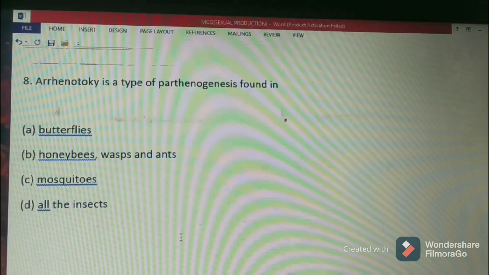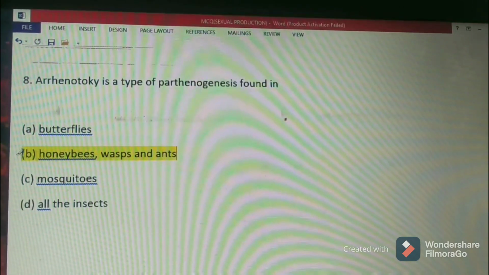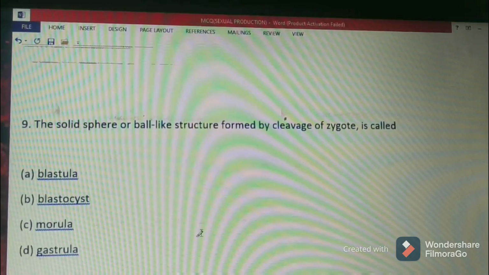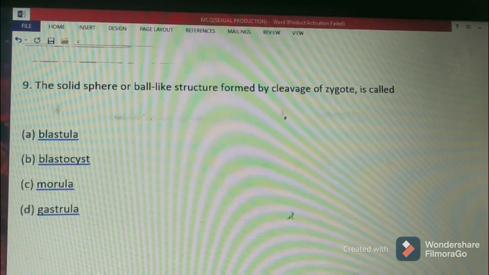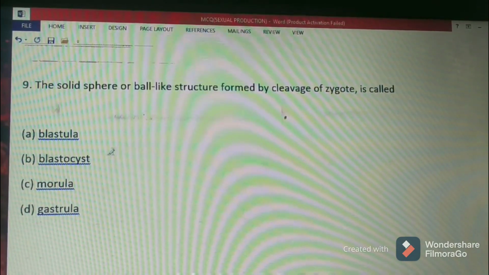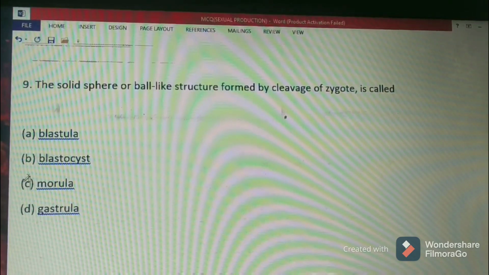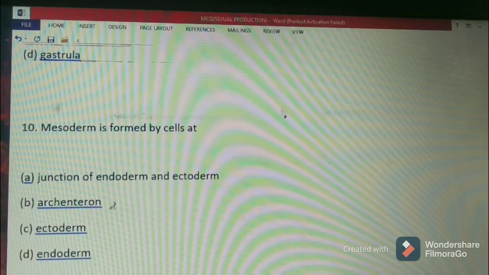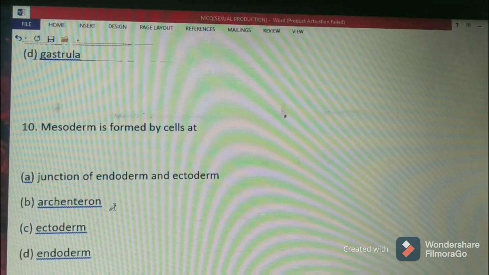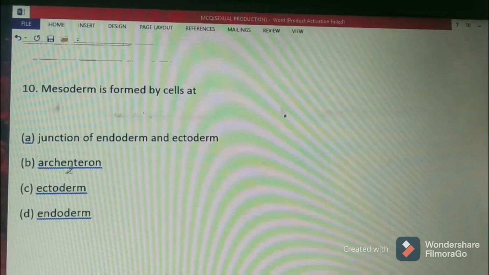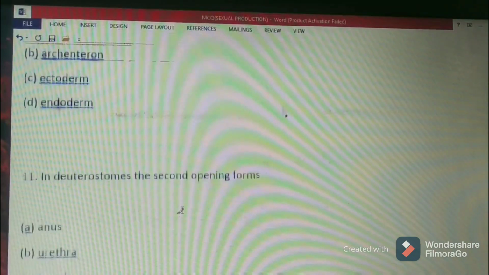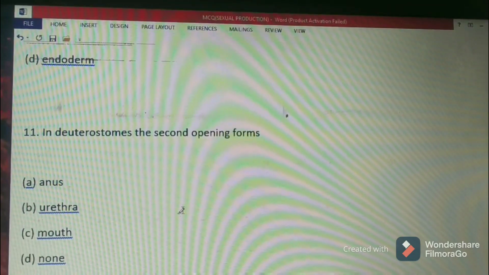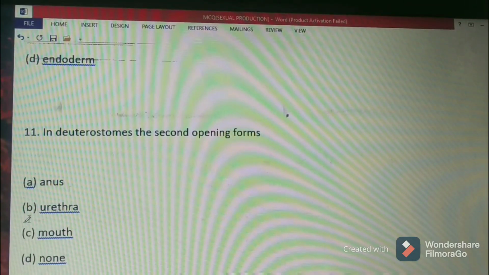Arrhenotoky is a type of parthenogenesis found in honeybee, wasp and ants. The solid sphere or ball-like structure formed by the cleavage of zygote is morula. Mesoderm is formed by cells at the junction of endoderm and ectoderm. In deuterostomes, the second opening forms the mouth.